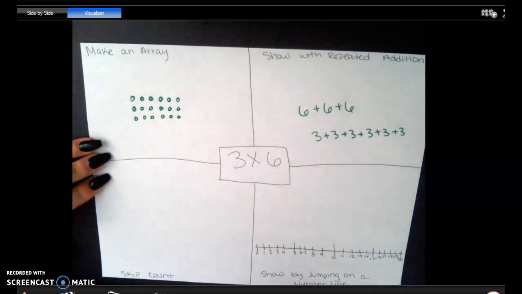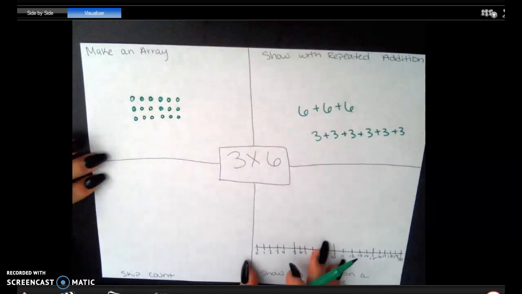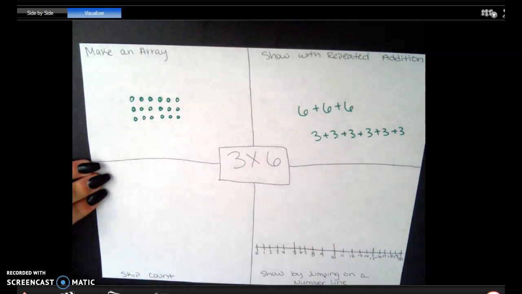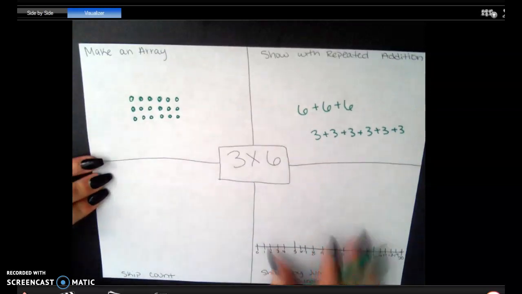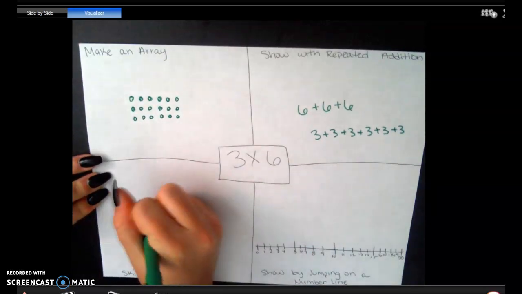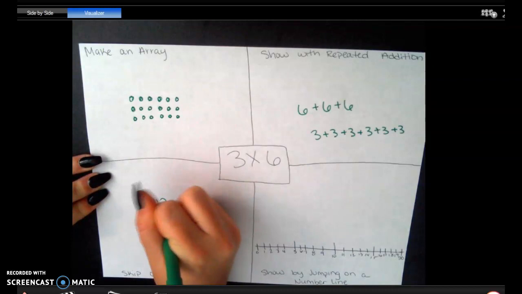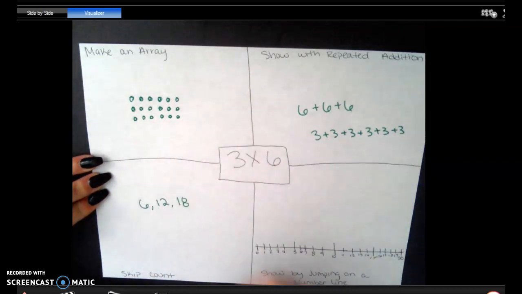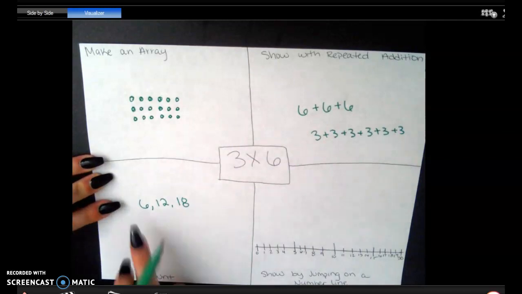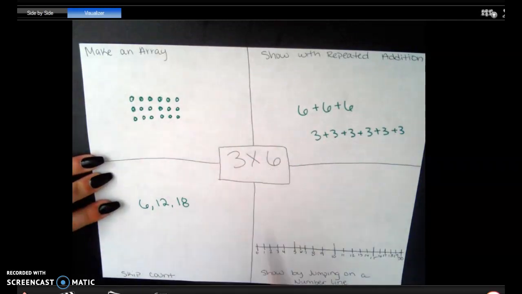Now, we are going to try representing 3 times 6 by skip counting. All that means is we're going to count by the number 6. So 6, 12, 18. This would be written like so. This, boys and girls, is skip counting. You know that you count by 6 because that's your second number.